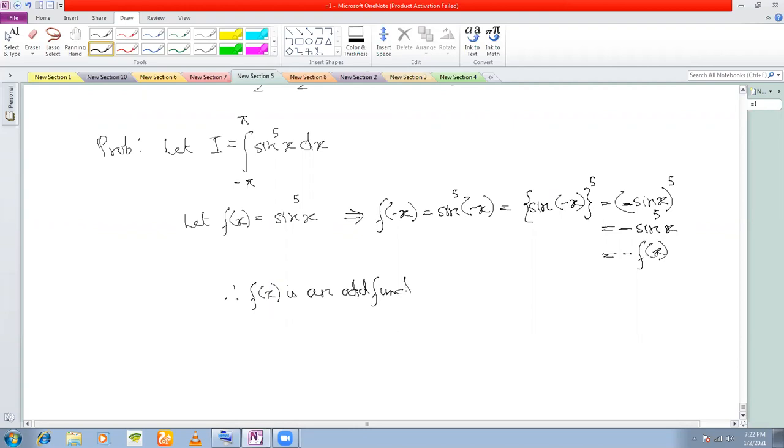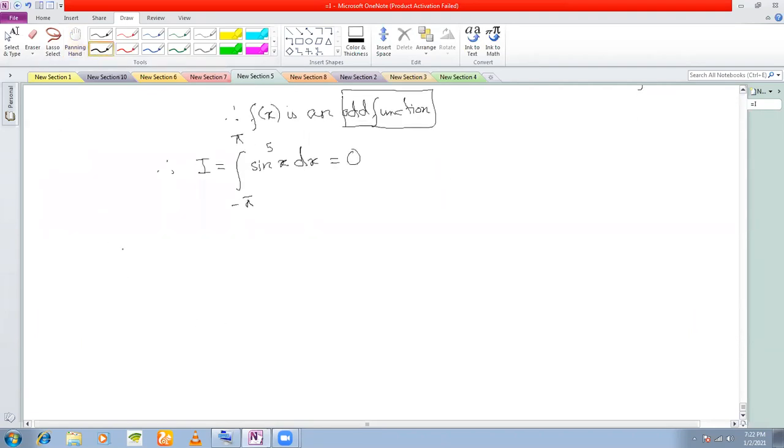And if fx is an odd function, then what happens? Can you say what happens? Zero. Yes, the integral vanishes completely. So the integral of sine to the power of 5x dx, you can directly write this as 0 because this is an odd function. Okay. Let us take another problem.